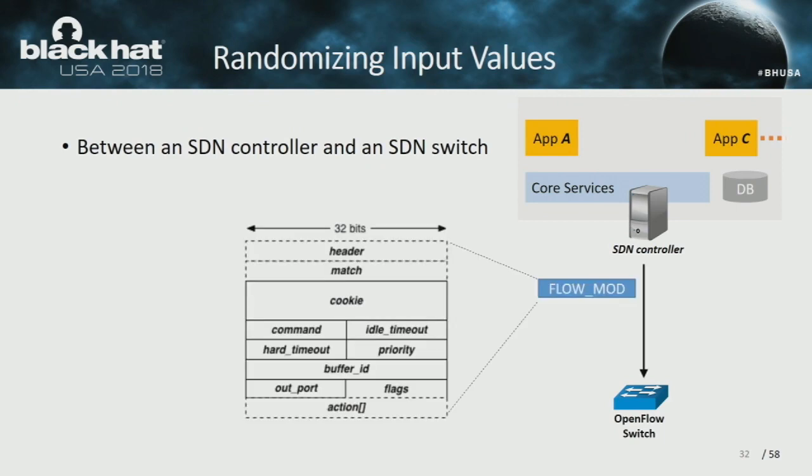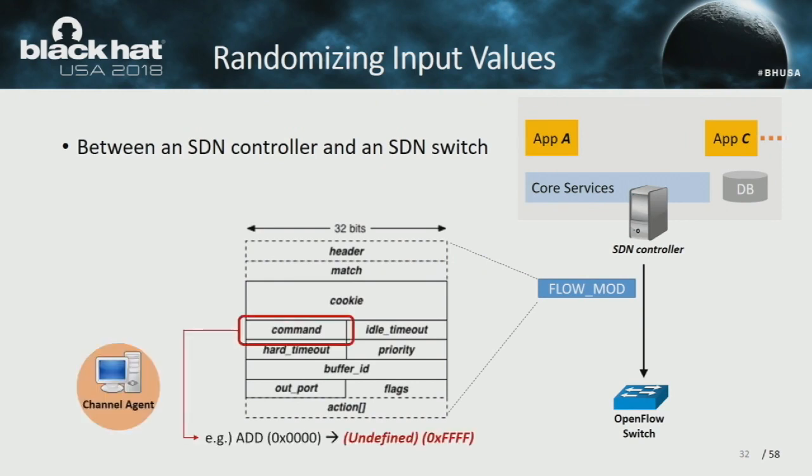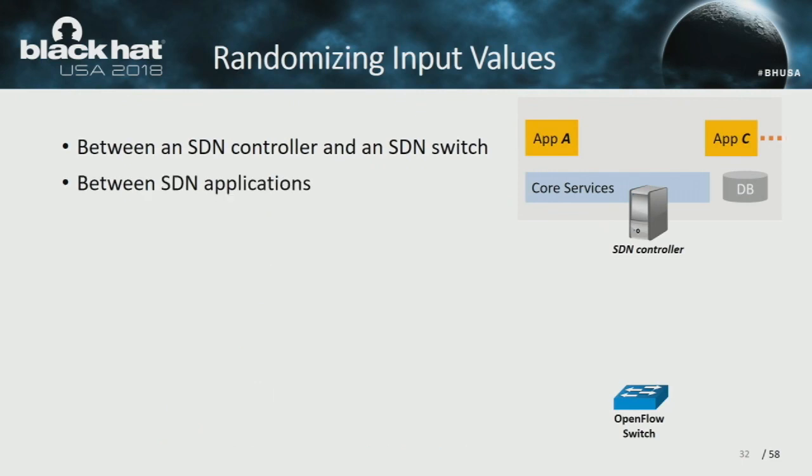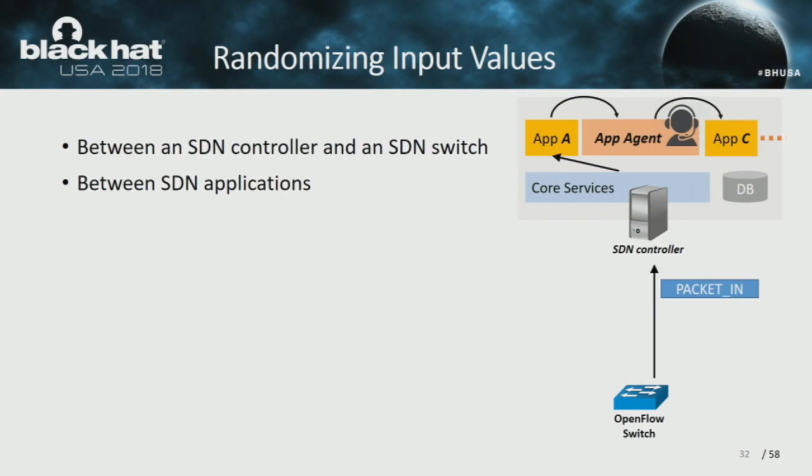For instance, when the controller sends a flow mod message to the switch in order to install a new flow rule, the channel agent can modify the command field of the flow mod message to an undefined value. And then the channel agent should check the response message from the switch as well. And also, the application agent can randomize the contents of the ongoing SDN control messages passed among multiple SDN applications in the target controller, so that the other applications could be in a chaotic state.